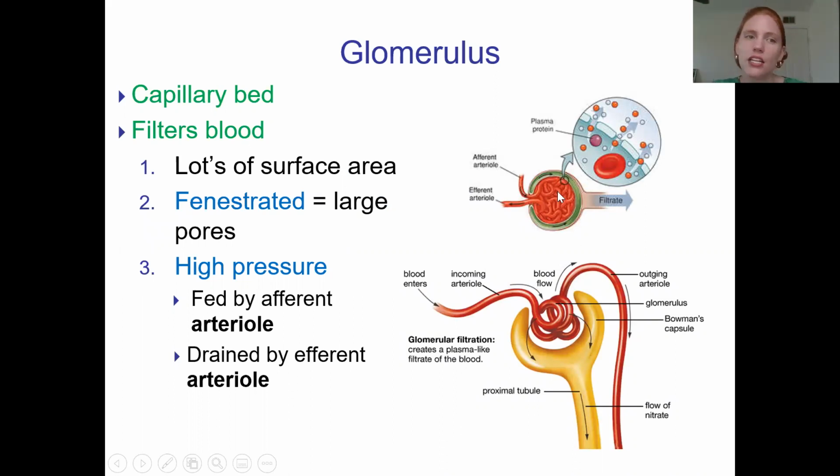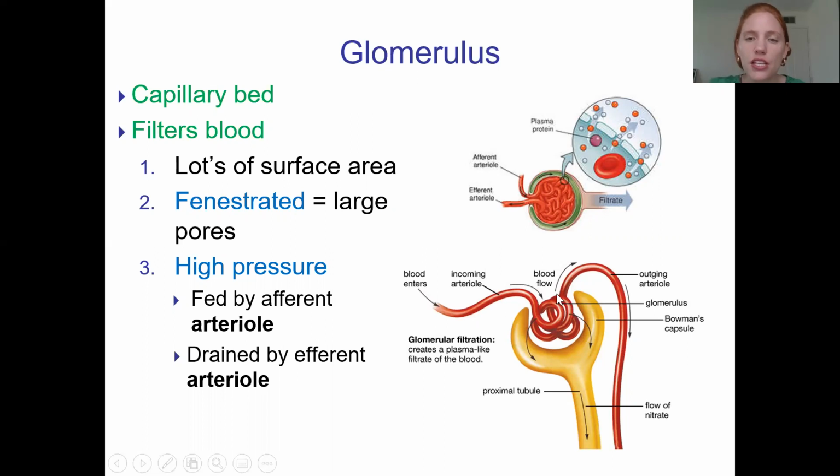The glomerulus, again, is a capillary bed, and as a capillary bed, it has a lot of surface area. So you have a network of branching blood vessels. And remember that the function of the glomerulus is to do glomerular filtration. And filtration just means forcing liquids through holes. And so you have to create holes. Okay, so the glomerulus is what we call fenestrated. And fenestrated just means that there are large pores between the cells that make up the tunica intima of the capillary bed. And that allows those large pores to help with the filtration.